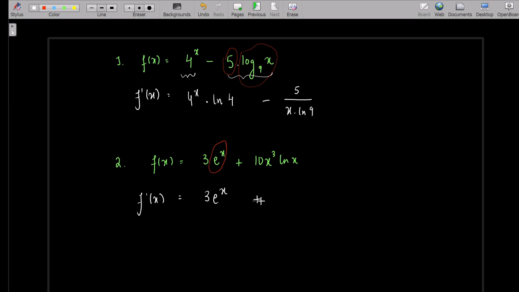So that's 3 e raised to x, and now the derivative of this part. Here you have three functions: there is 10, there is x cube, there is ln x. A product of three functions. So don't worry about 10. 10 is a constant term. Write your 10 as it is. Now you need to find out the derivative of x cube times ln x. So you'll have to apply the product rule.